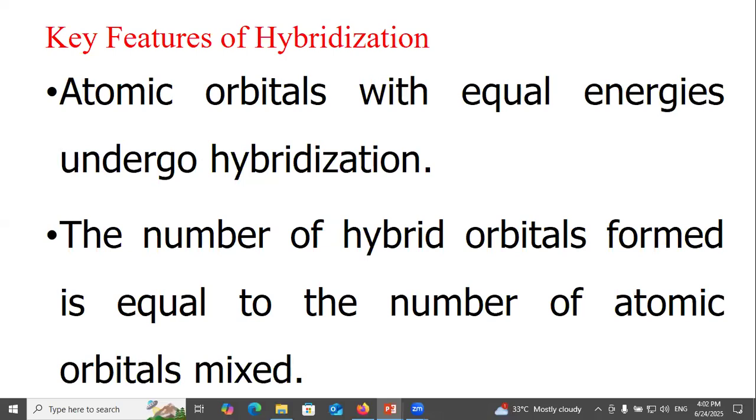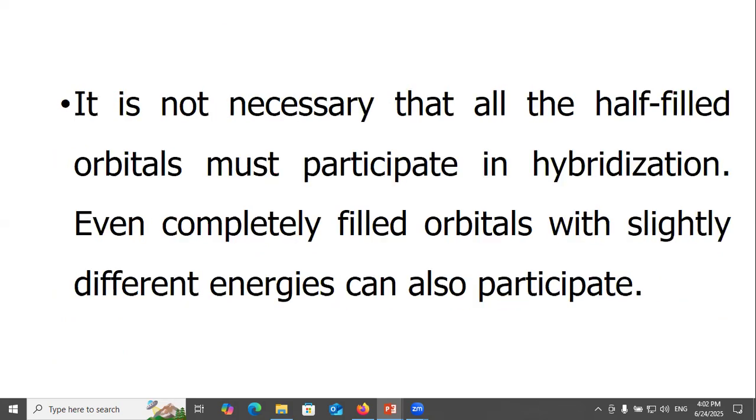Key features of hybridization: atomic orbitals with equal energies undergo hybridization. The number of hybrid orbitals formed is equal to the number of atomic orbitals mixed. It is not necessary that all the half-filled orbitals must participate in hybridization. Even completely filled orbitals with slightly different energies can also participate.